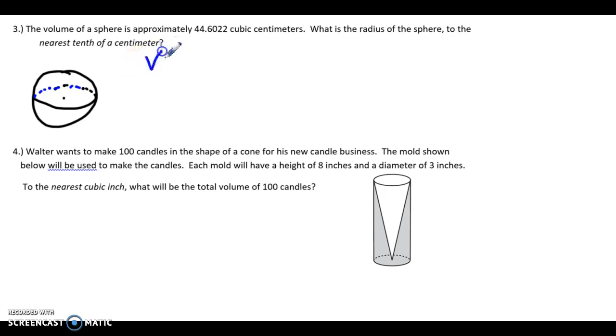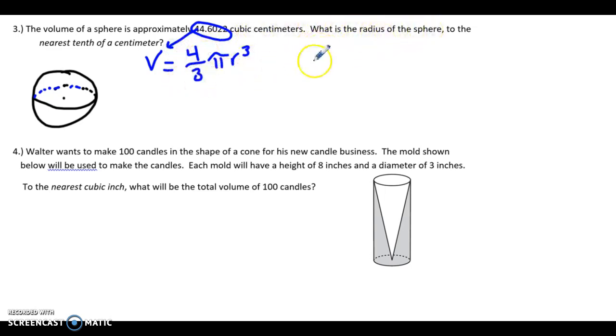We know the formula for volume of a sphere, it's on your Regents reference sheet: 4/3 pi r cubed. Be careful with that cubed. Everybody just automatically puts a squared because that's what they're used to, but it's 4/3 pi r cubed. And they give me the volume, so I'm going to plug the volume in for V, and I'm solving for r.